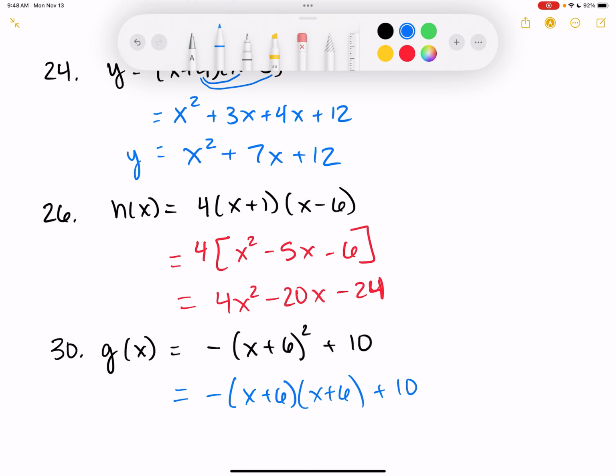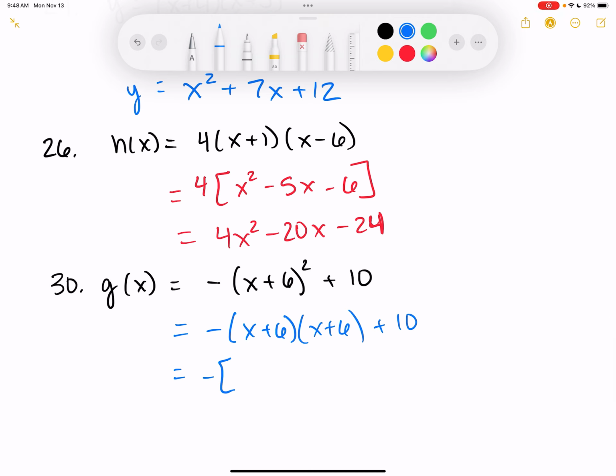So I've got negative out front of all of this, and then that's going to be x squared plus 6x plus 6x. So that's going to be plus 12x, and then 6 times 6 is 36. And then plus 10. So I've got this negative sign going on all of this stuff in the bracket, and then I'm adding the 10, so I'm going to do that in one step just to eliminate having to write so much. So negative x squared minus 12x, minus 36 plus 10, which is minus 26. So just saving having to write another step would give me that answer.